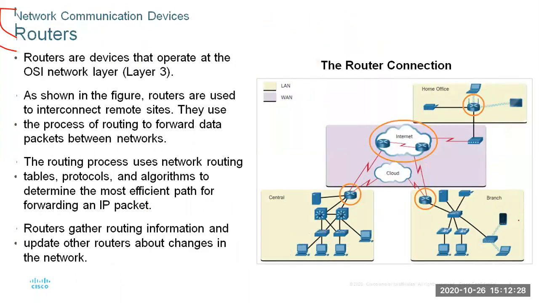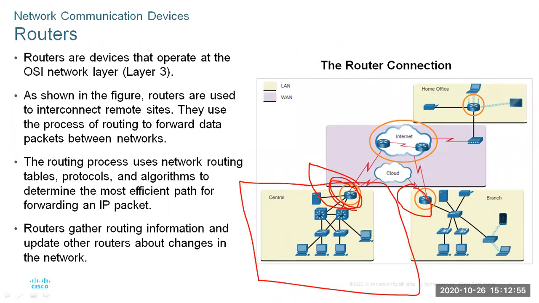Now, routers are devices that operate at layer 3 of the OSI model, right? Routers do two things: they do path determination and they do packet forwarding. The router also serves as a border at every network. So you see, this is the central office, and the border into the network is a router. This is the branch office, the border is a router. This is the home office, and the border is a router.